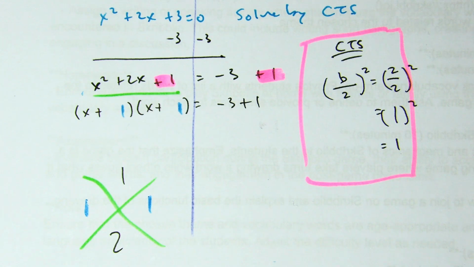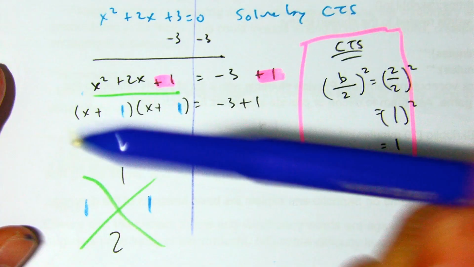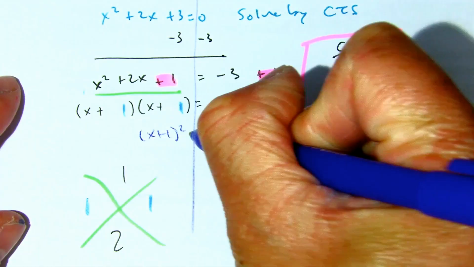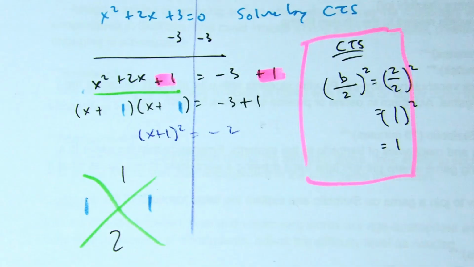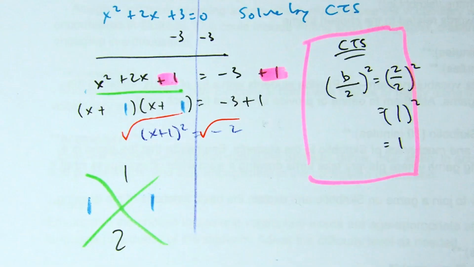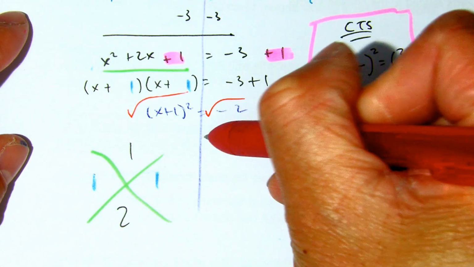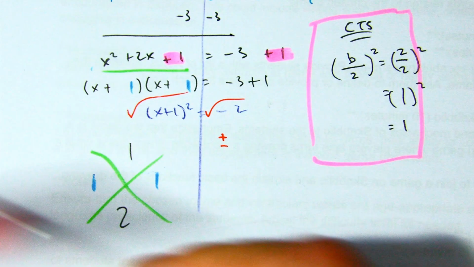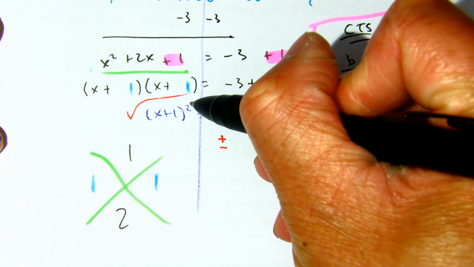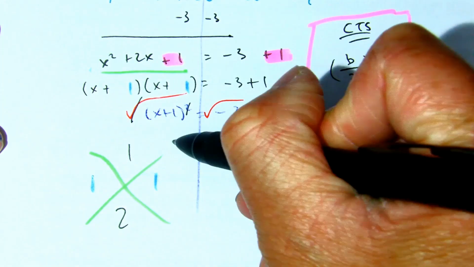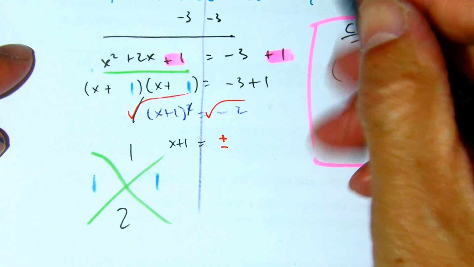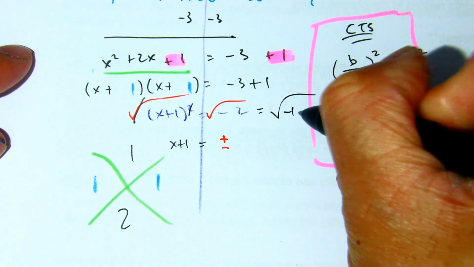Okay, now what do we do? How many of these do we have? If I take the square root, pay attention. When you take the square root, the next step you have to have plus or minus. You must have plus or minus. So this 2 goes away, the radical sign goes away, you're left with x plus 1. And now the square root of negative 2. That is negative 1 times 2.